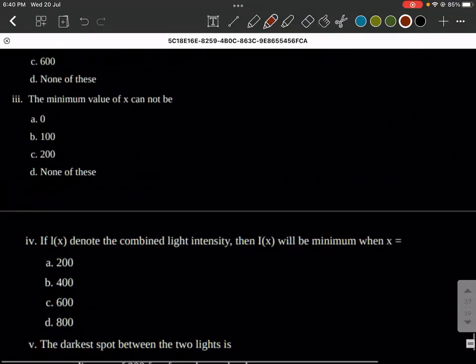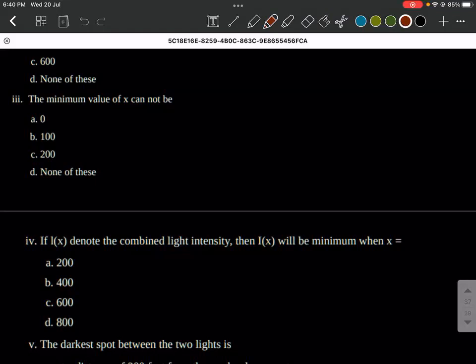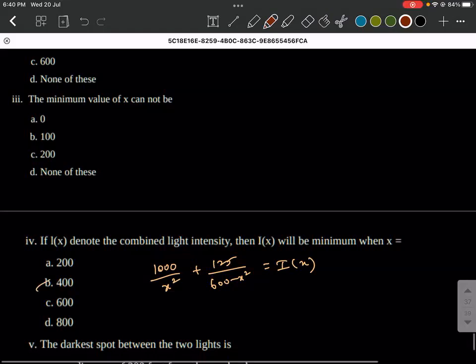If I of x denotes the combined intensity, then I of x will be minimum when? 400. Got it? So what are you supposed to do? 1000 divided by x square plus 125 divided by (600 minus x) square is what is I of x. If you differentiate this with respect to x and equate to 0, you'll get x as 400. Is that what everyone got?